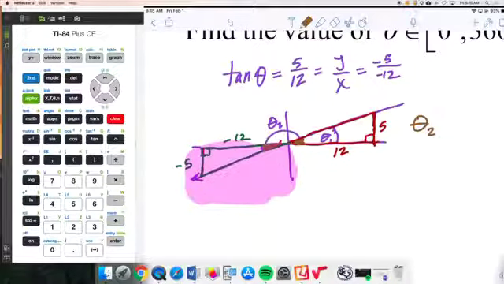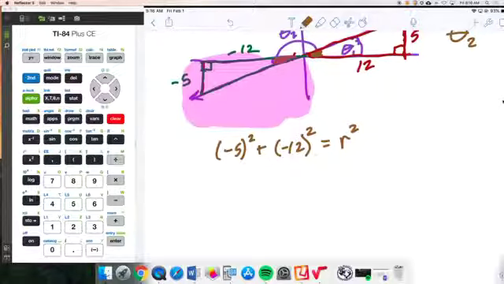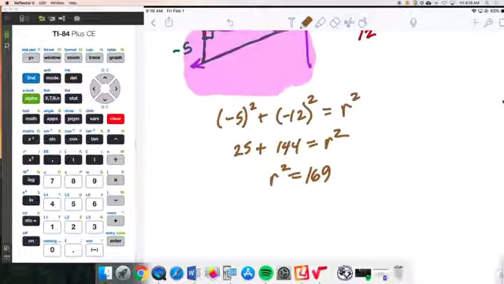All right, so now we can find the third side by the Pythagorean theorem. So negative 5 squared plus negative 12 squared equals r squared. So what do you get? 25 plus 144. Be careful with those negatives. You need them in parentheses if you're going to put them in there. 25 plus 144 is r squared. So you get r squared equals 169, which is the perfect square of 13.